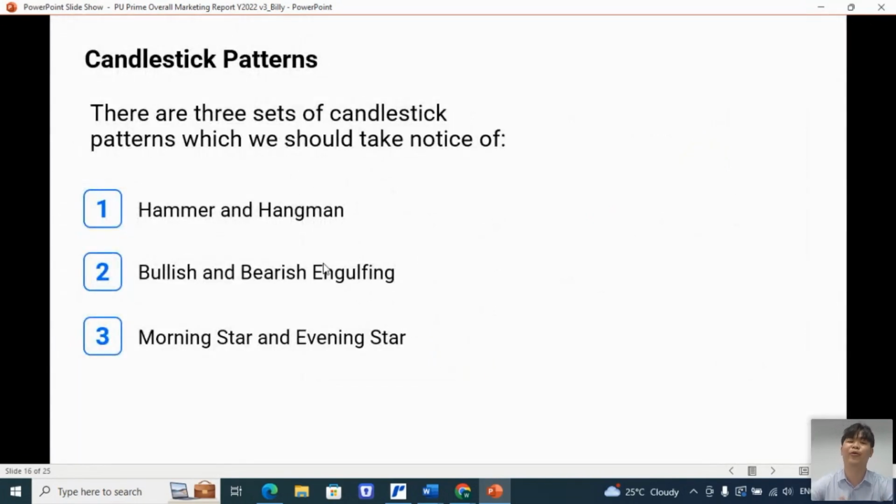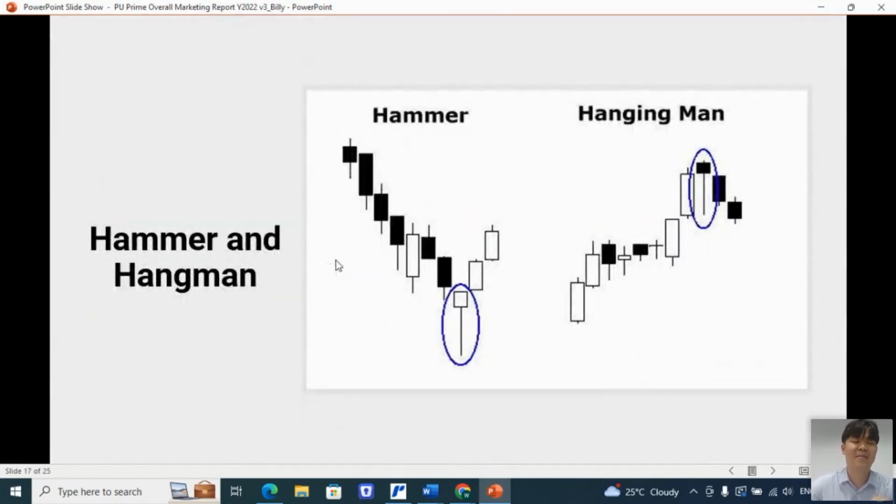Okay, so let's move on. First thing, hammer and hangman. By looking at the pictures around here, you guys can have a brief understanding of what this is already. So you can see what is a hammer. You can see that the candlestick is like a hammer. And then you see the body around here. This is what I call the body, the rectangle or the square over here. This is what we call the candlestick body. And then the straight line, the black straight line over here, this is what we call the shadow.